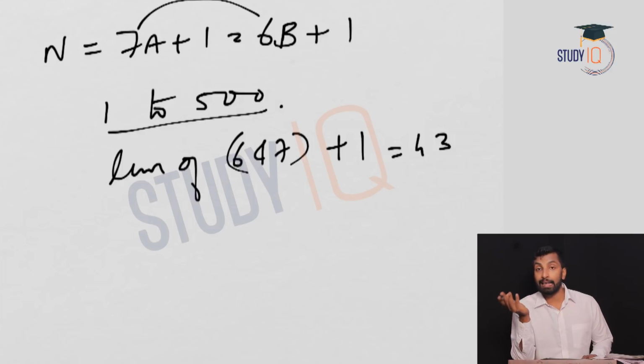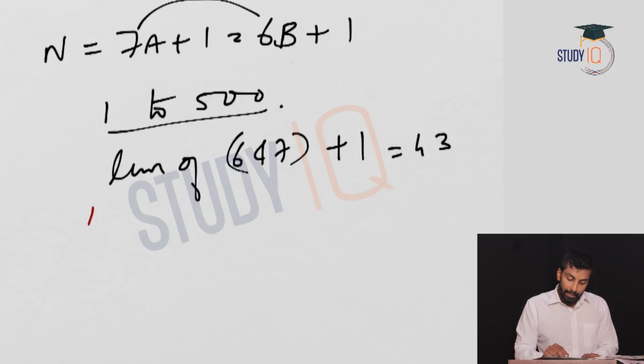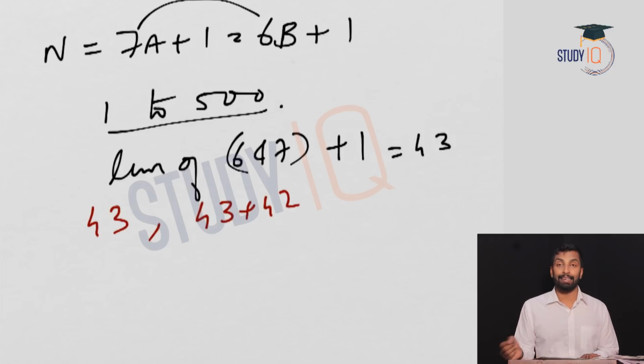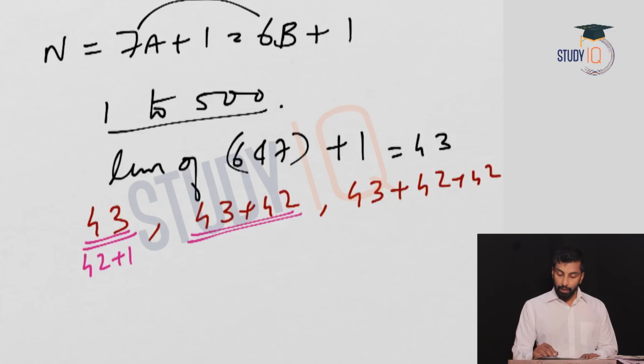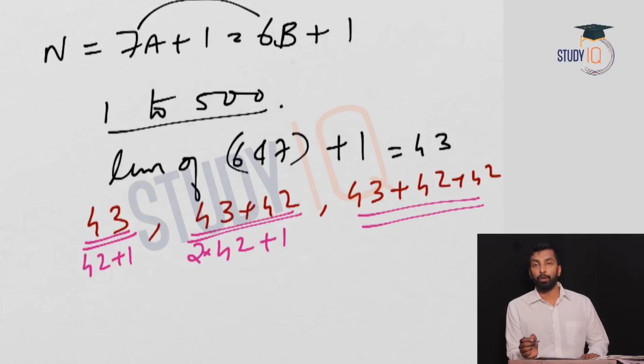And you need to find the last term of the series less than 500. So 43 is the first term, right? Then 43 plus 42 is the second term. Then what is the third term? 43 plus 42 plus 42, like this it will go. If you observe here, this is a multiple of 42 plus 1. This term also will be a multiple of 42 plus 1. It's actually 2 times 42 plus 1. So this is also a multiple of 42 plus 1, right?